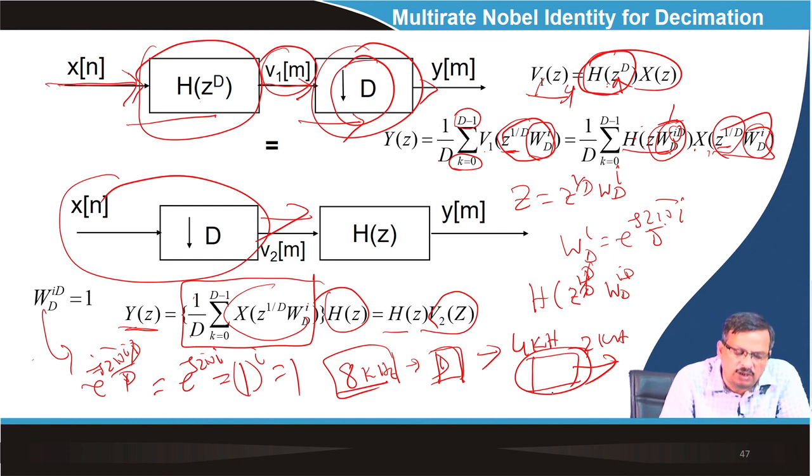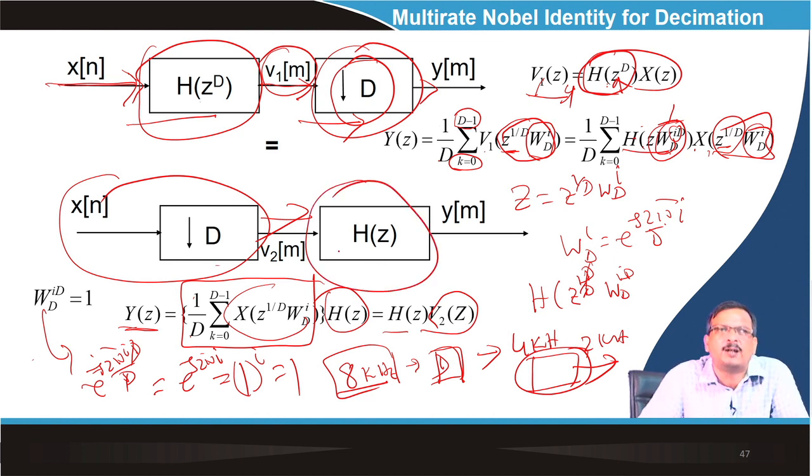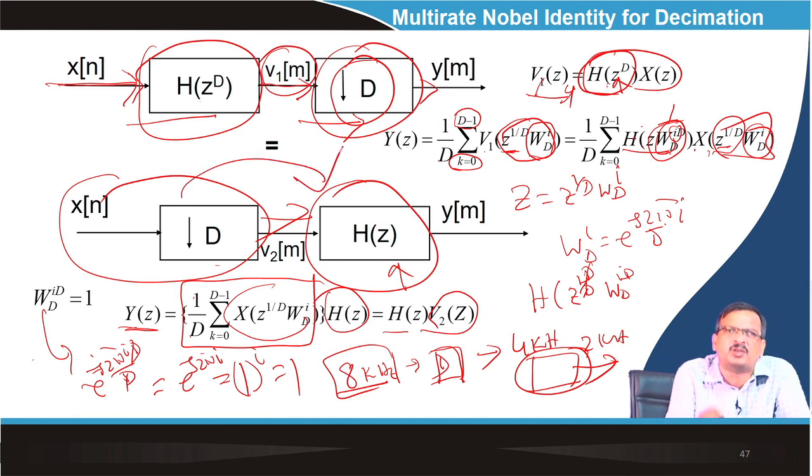So, why do we do the downsampling first? What is the advantage of doing the filter after downsampling? Because it can reduce the order of the filter. Since the sampling rate is reduced, the order of the filter can be reduced. So, the multirate noble identity can be used for efficient computation.